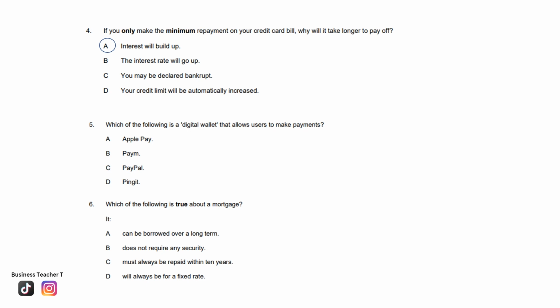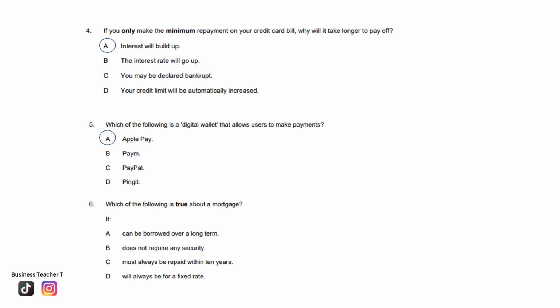Which of the following is a digital wallet that allows users to make payments? A. Apple Pay. B. PayM. C. PayPal. Or D. Pingit. The answer is A. Apple Pay.